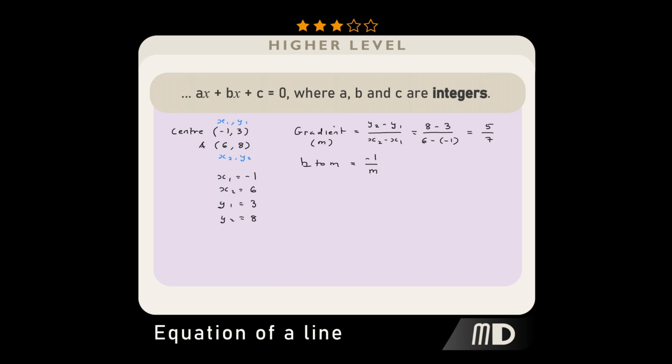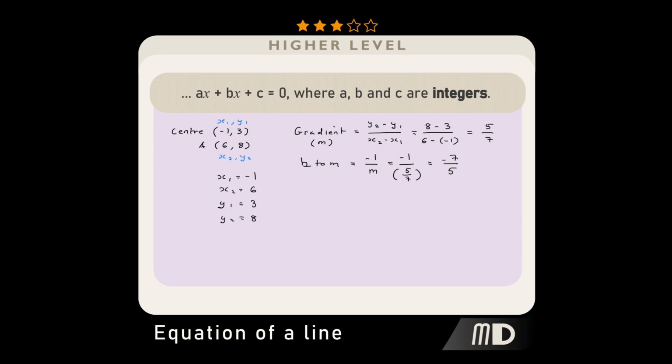We know that the gradient of the radius is 5/7, so the negative reciprocal of 5/7 is minus 1 divided by 5/7, which is minus 7/5. So the gradient of the tangent to the circle at point A is minus 7/5.